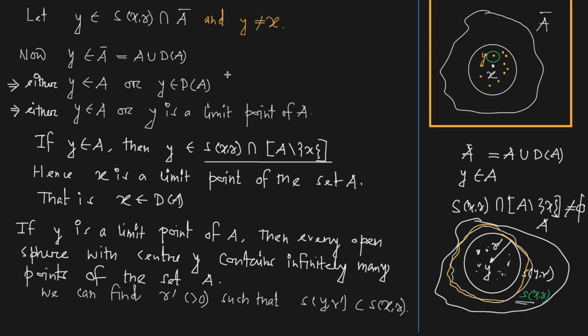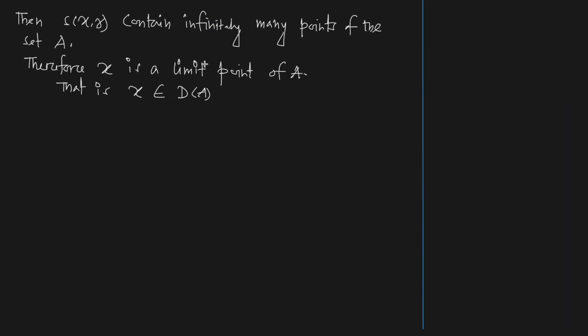Thus in any case. First I showed that if y belongs to A, then x is a limit point of A, that is, x belongs to the derived set of A. And second, if y is a limit point of A, then I showed x belongs to the derived set of A. So thus in any case x belongs to the derived set of A.